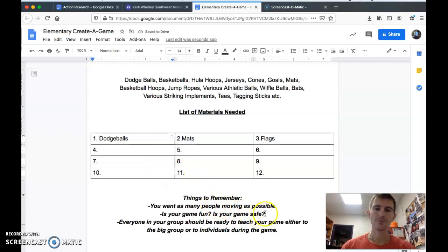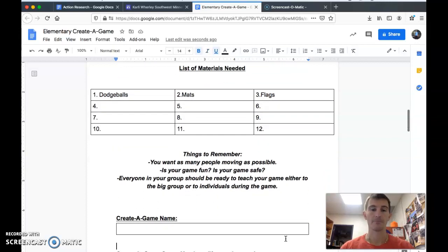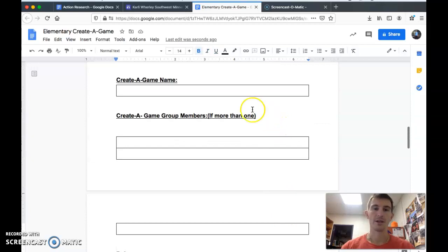And just a couple things to remember as you're doing it. You want to have as many people moving as possible when you're making your game. You want your game to be fun and safe, and if you do partner up and do this together, make sure that everyone knows your game and that everyone can teach a little bit. Okay? So right over here, you just write in what the name of your game is, and the group members. If you have more than one in your group, you would just write their names in right here.